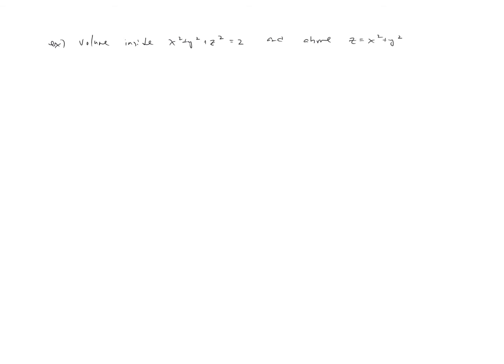All right, so in this example, we're going to be finding the volume inside of this guy here and above this guy here. So now we're going to have to go back to our quadric surfaces discussion from much earlier in the course. But fortunately, these aren't too bad. This one's just going to be a sphere centered at 0, 0, 0, radius √2. And this one's going to be your paraboloid that opens up.